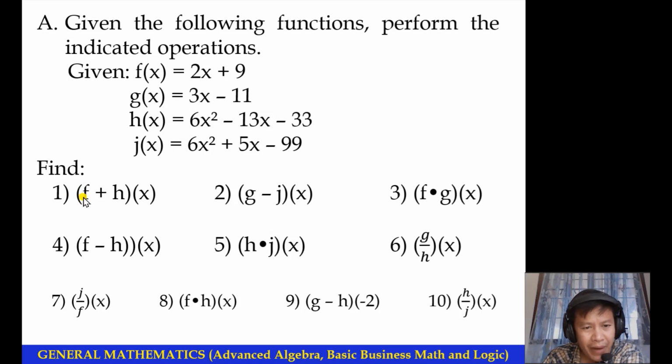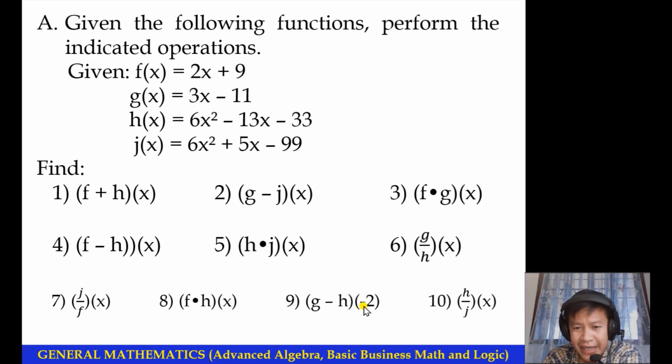Number 1, the sum of f and h. Number 2, the difference of g and j of x. Number 3, the product of f and g of x. Number 4, the difference of f and h of x. Number 5, the product of h and j of x. Number 6, the quotient of g and h of x. Number 7, the quotient of j and f of x. Number 8, the product of f and h of x. Number 9, the difference of g and h of negative 2.